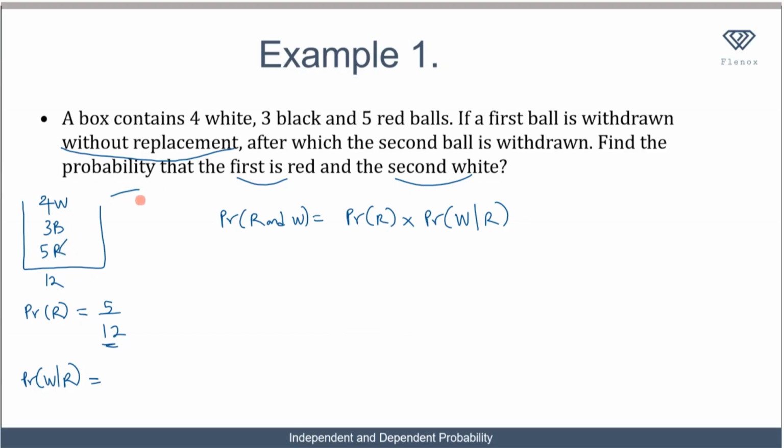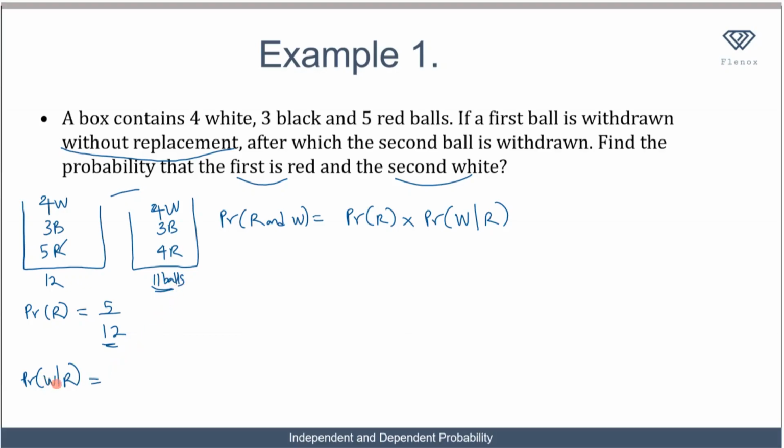So now that I didn't replace it, what is going to be the new number of red balls in that container? So I'm still going to have my 4 white balls, my 3 black balls, but now I'm going to be left with 4 red balls, because for my first draw I've taken one of the balls out. So now if I'm left with 4 balls, how many balls are remaining? 4 plus 3 plus 4, and that gives me 11. So now this is what I have left. I have just 4 red balls left and 11 balls in total left.